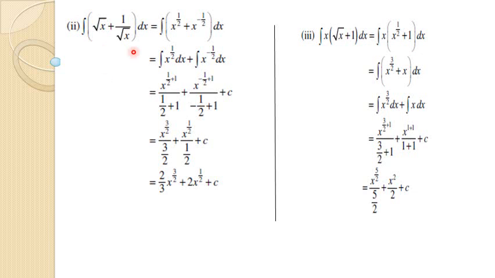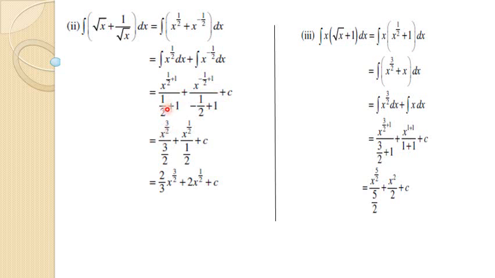Now part 2, integral of under root x plus 1 upon under root x dx. Can I write it like this, x raised to the power half and x raised to the power minus half? For the sake of the power rule I have written it this way. Integral of x raised to the power half dx plus integral of x raised to the power minus half. Now just hide the power. The derivative of x is dx, we just have to add 1 to this power. So 1 upon 2 plus 1 in the power and the denominator is the same. Minus 1 upon 2 plus 1.